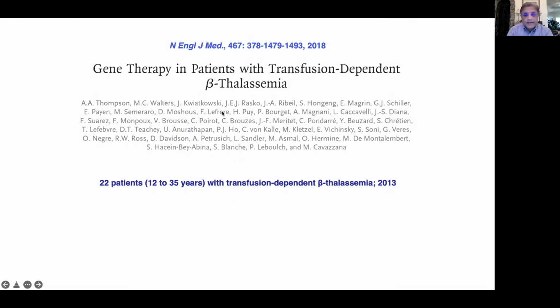They then expanded this trial, Philippe Leboulch and Cavazzana-Calvo, to 22 patients, 12 to 35 years old, and they all became transfusion independent. This trial was initiated in 2013 and was published in 2018. So these lentiviral vectors look really promising. For 15 to 42 months after gene therapy, the levels of hemoglobin A ranged between 3 to 10 grams per deciliter, which would be therapeutic.